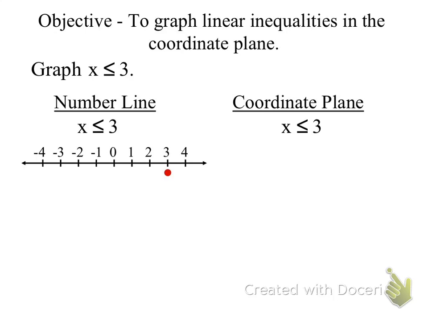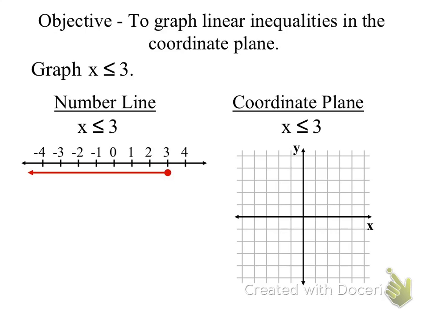Okay, I'm going to start at 3. I'm moving it to the left, and it's a solid circle. That means it's any number to the left of 3, and including 3. When I graph this on a coordinate plane, we have to temporarily, when we're graphing inequalities, go back to our linear equations. Remember, on the coordinate plane, we were dealing with linear equations.